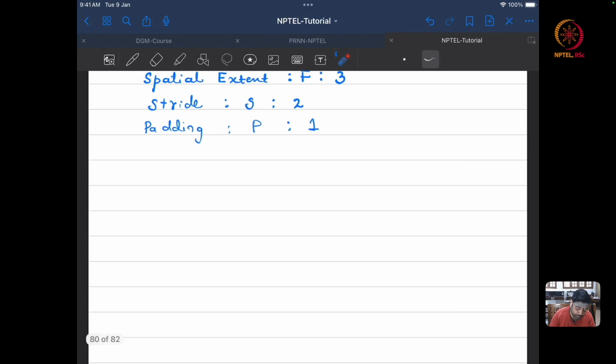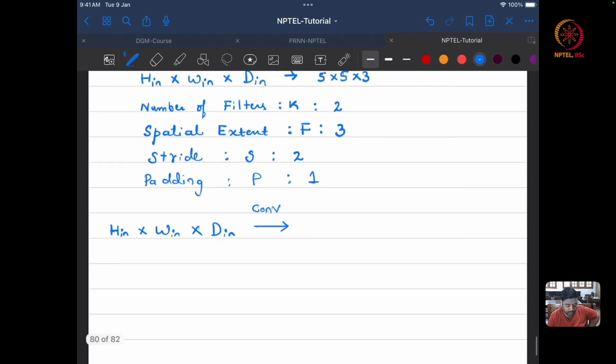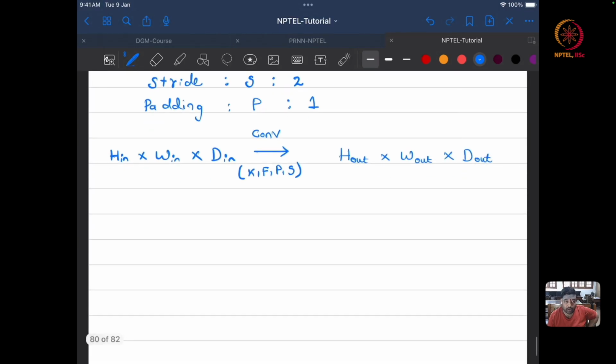predict the output size. So if you have any convolution operation which takes an input of H in cross W in cross D in, where W represents width, not any parameter, and you apply a convolution operation with the hyperparameters K, F, P, S, then we get H out cross W out cross D out. And what will be the values of these?